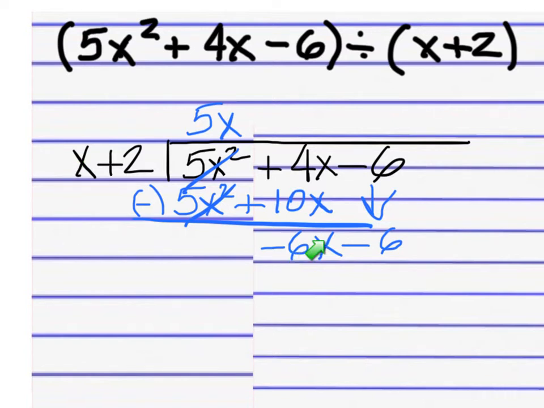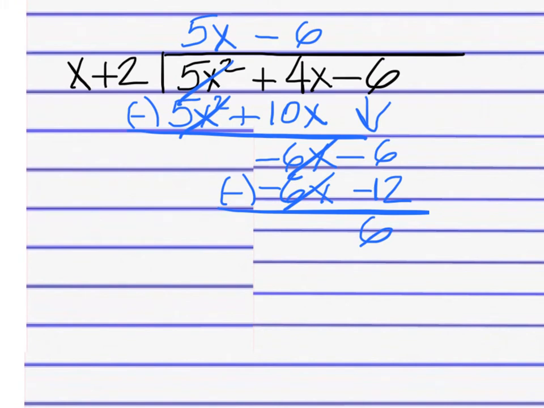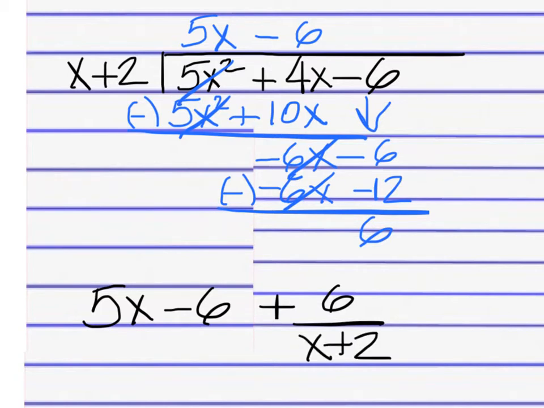x times something is negative 6x. In other words, negative 6x divided by x is negative 6. Multiply negative 6 by x and by 2 to come up with negative 6x minus 12. Subtract. Cancel. Negative 6 minus a negative 12 is a positive 6. Our answer would be 5x minus 6 plus 6 over x plus 2.